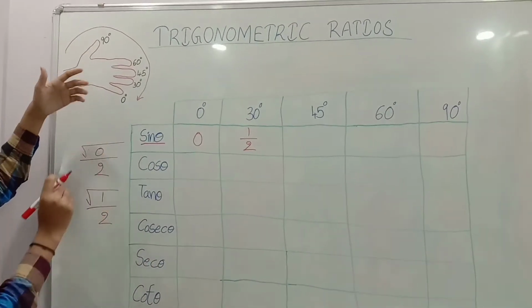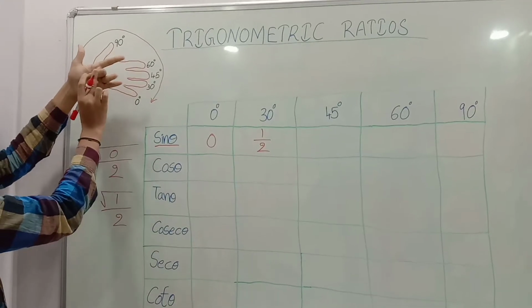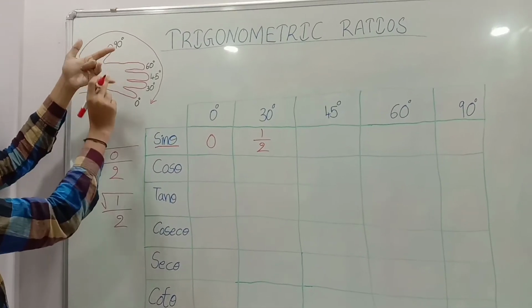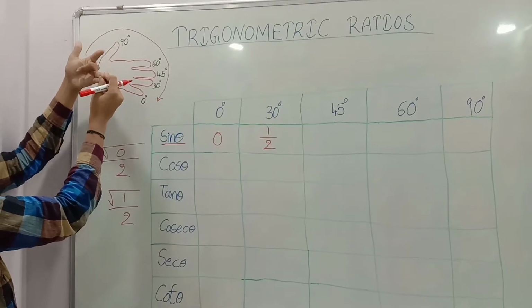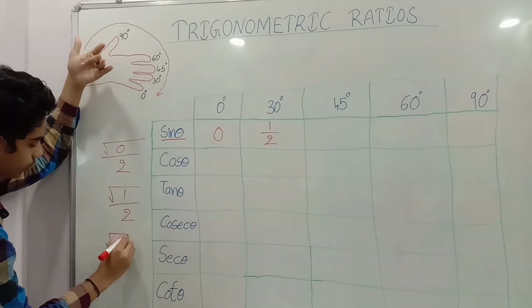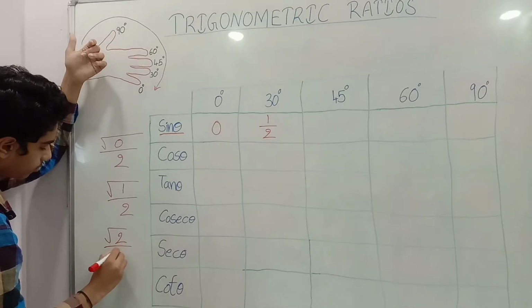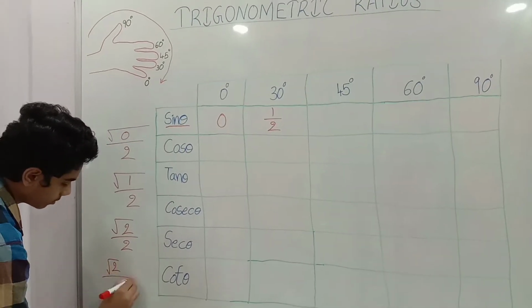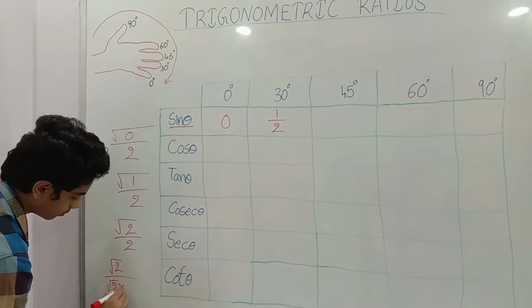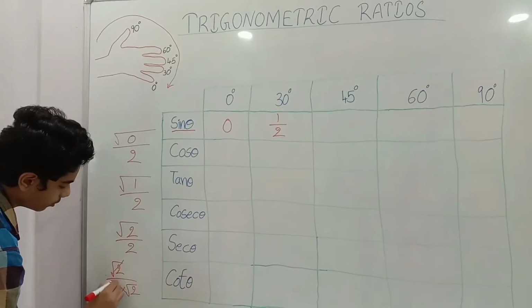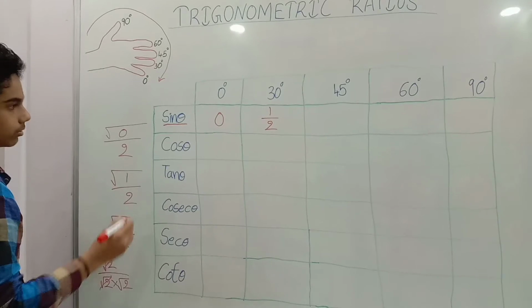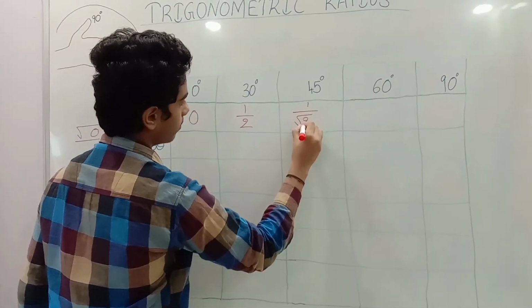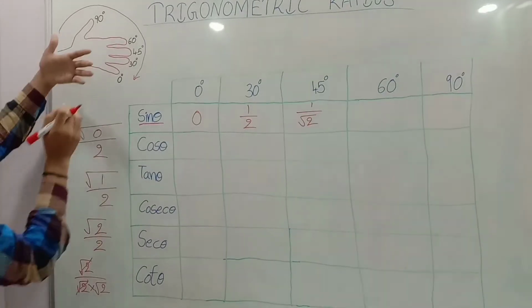Now for sin 45, the middle finger is sin 45, so we should close this finger. If we count from thumb to little finger, we have two fingers left. So root 2 by 2. The denominator 2 we can write as root 2 into root 2. Root 2 cancels, and we will get 1 by root 2. So sin 45 is 1 by root 2.